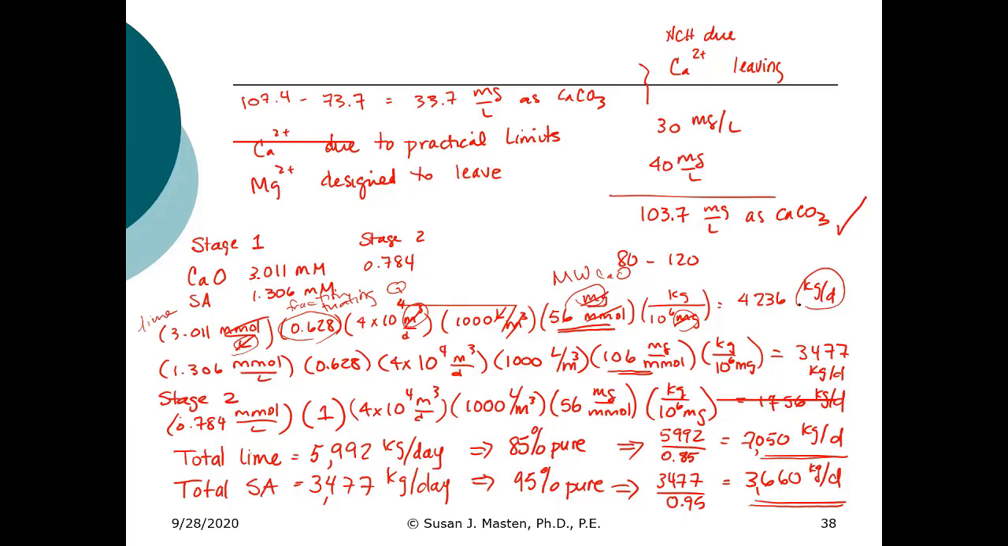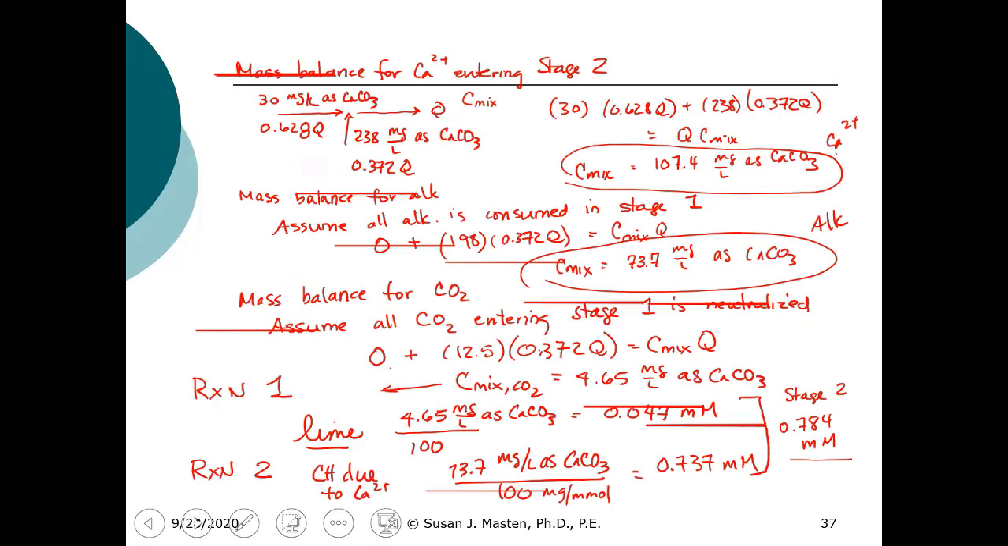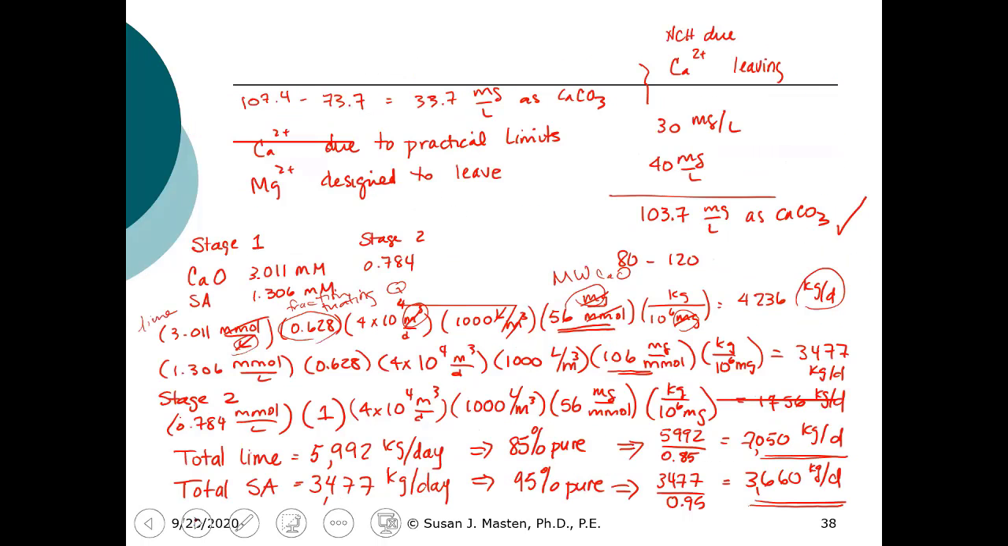Okay, so the 3.011 is the total lime that we need just in stage 1? Correct. And that we calculated on Friday. So this was the amount of lime that we calculated for stage 1. This is the amount of soda ash that we calculated for stage 1. Okay, so then we left those alone for a while and came back and brought them back in for this final part. Correct.